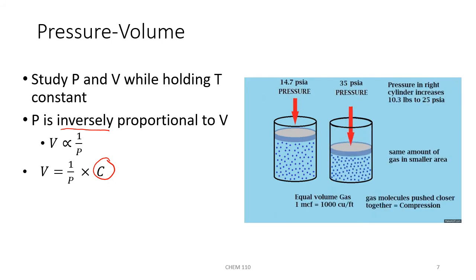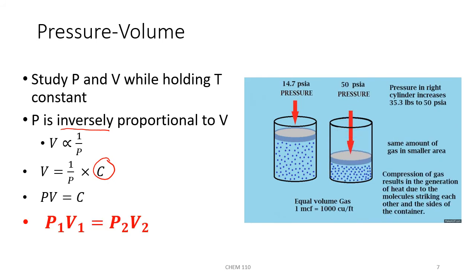If we want to talk about an initial state and a final state and talk about two different volumes and two different pressures, first we could solve for that constant and we would have PV equal to C. And we could set two systems equal to each other because that constant would be the same. And that leads us to our first gas law. P1V1 is equal to P2V2.